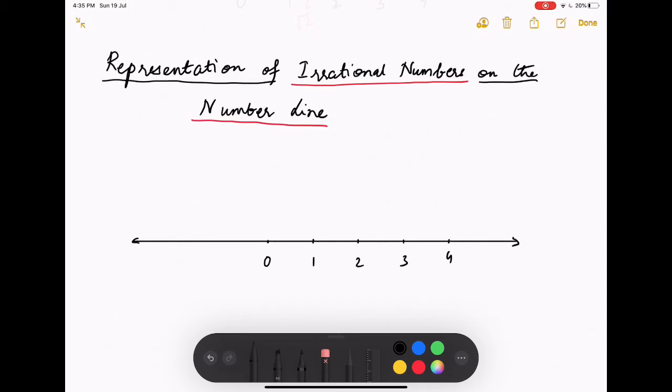If I have the number 3 by 4, what I can do is I can simply divide the space between 0 and 1, and using the scale I can equally divide this into 4 equal parts. So the third portion will be 3 by 4, something like that. But what about irrational numbers?